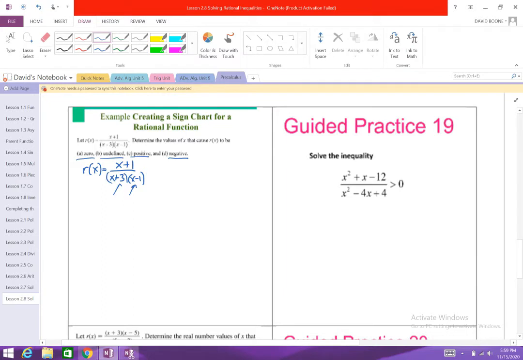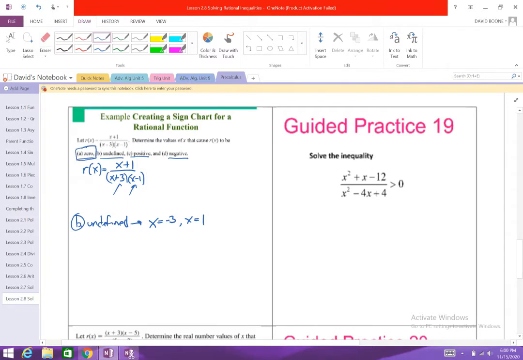All right, so I've got to look and see where this is undefined. I'm actually going to answer that part of the question first, so I'm going to go to the B part. I can't have x be negative 3, and I can't have x be 1, because that would make those both 0. So it's undefined where x is negative 3, and where x is 1.